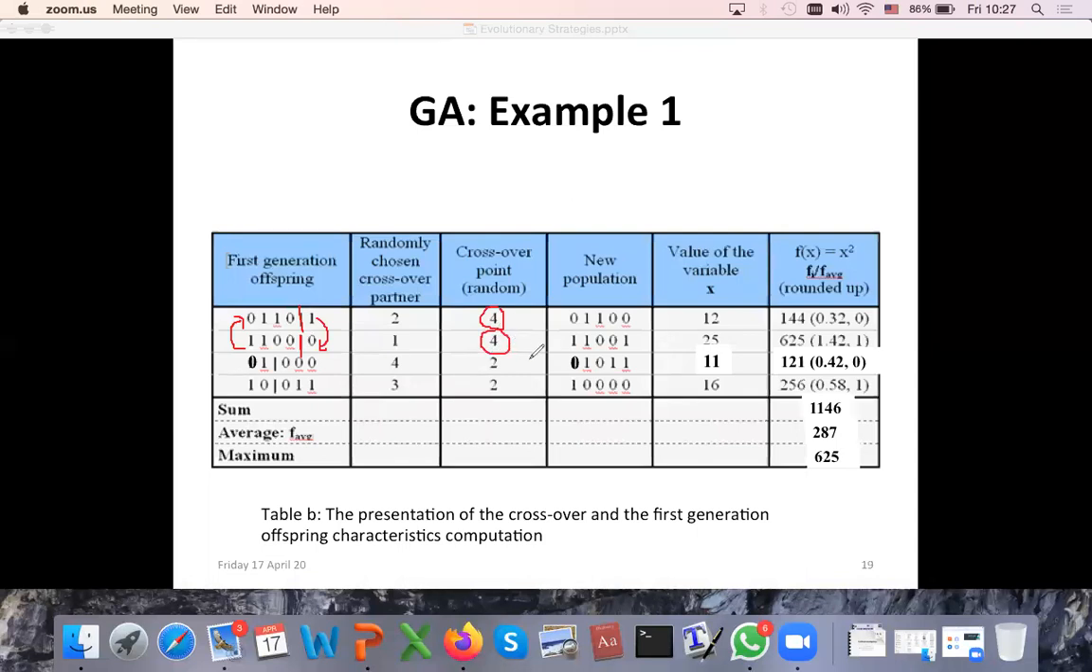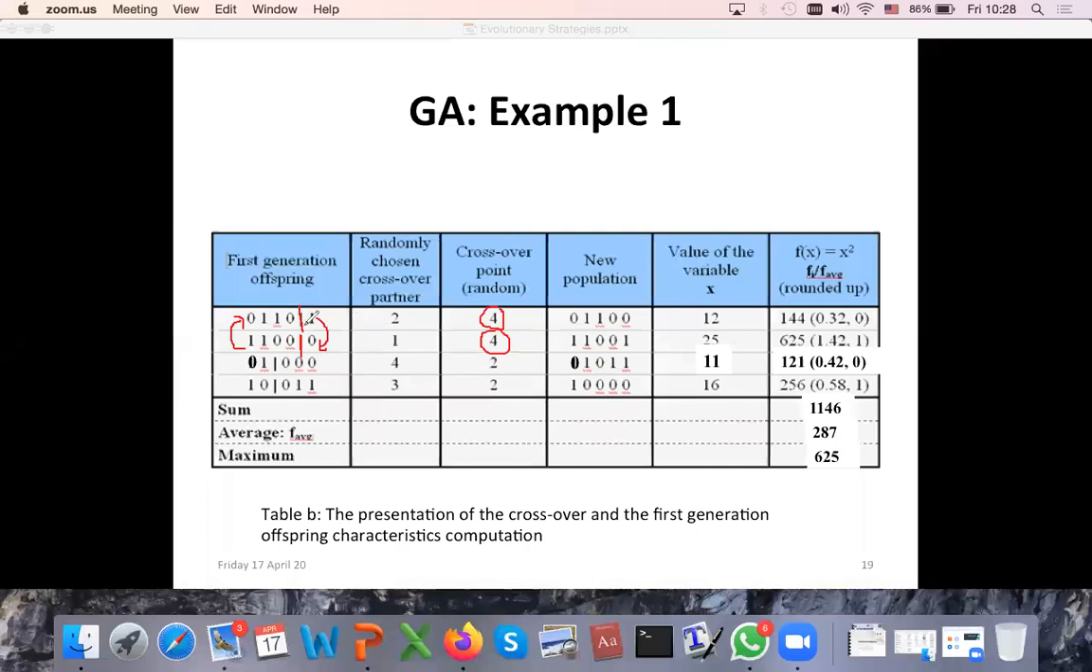Now the crossover point for the third member is after the second bit. This is the point mentioned here, and it is mentioned also here, second. We know that the third member is going to be a partner with the fourth one. So the crossover point for both the members should be the same, which is mentioned here. So now this column is again clear.